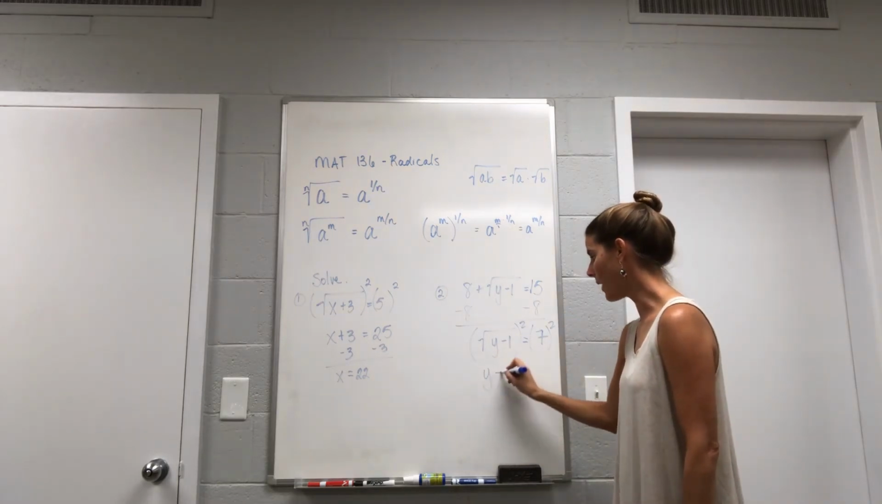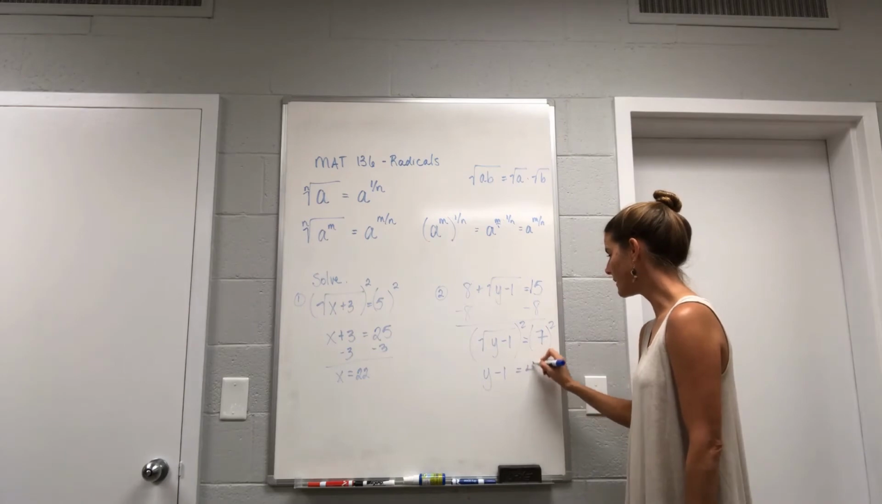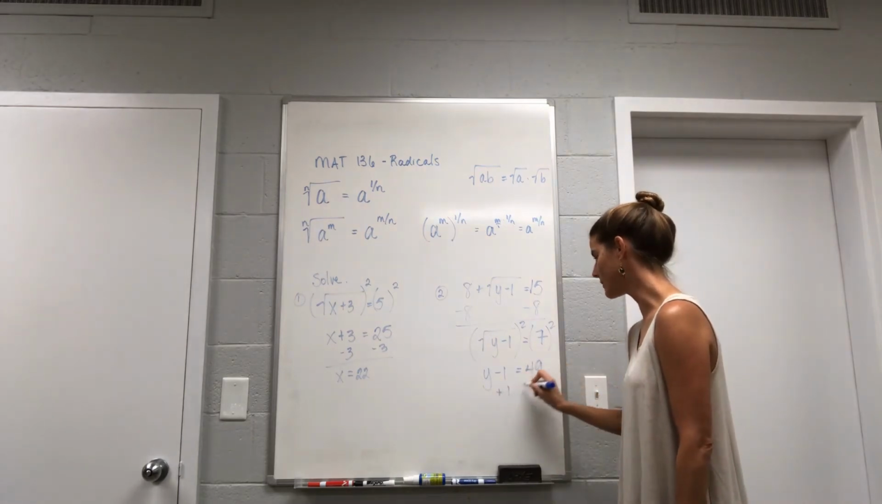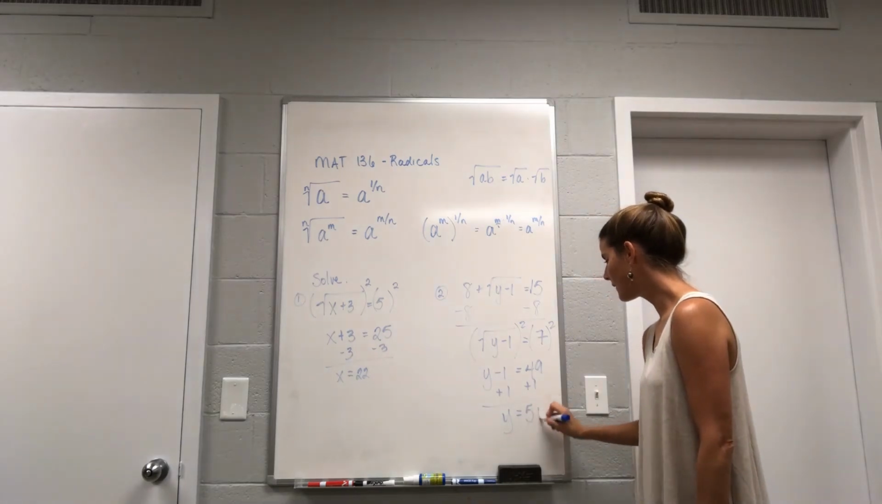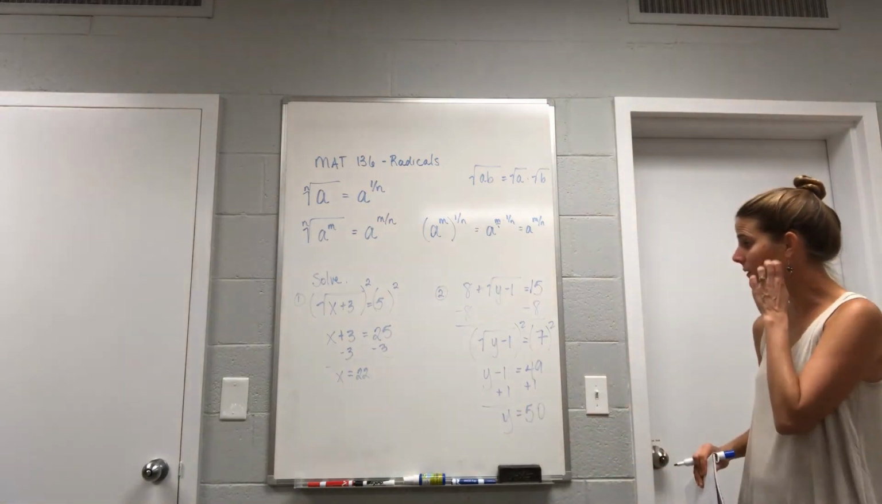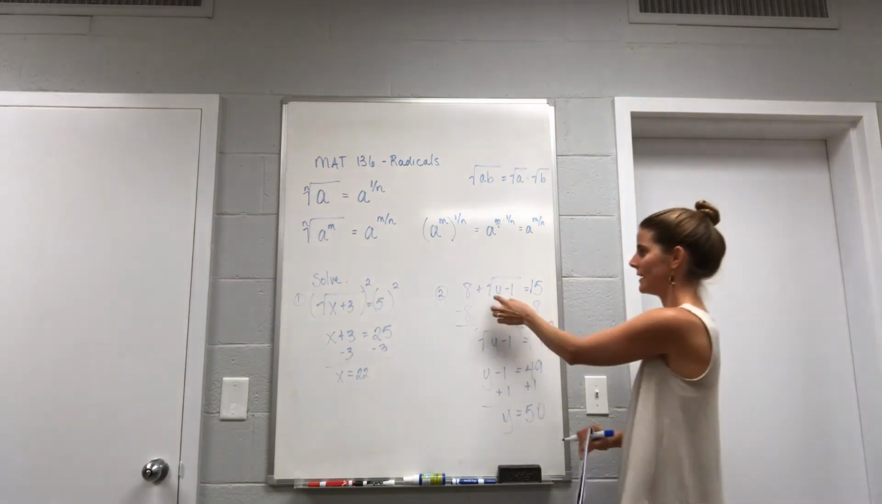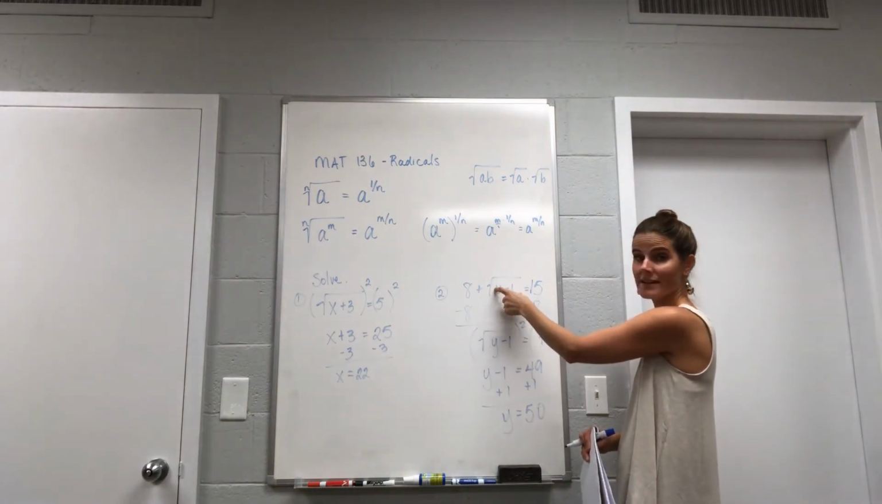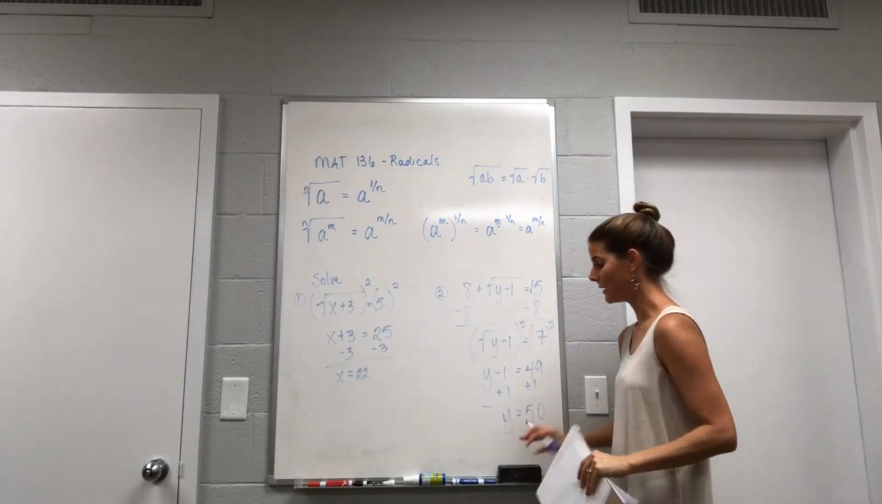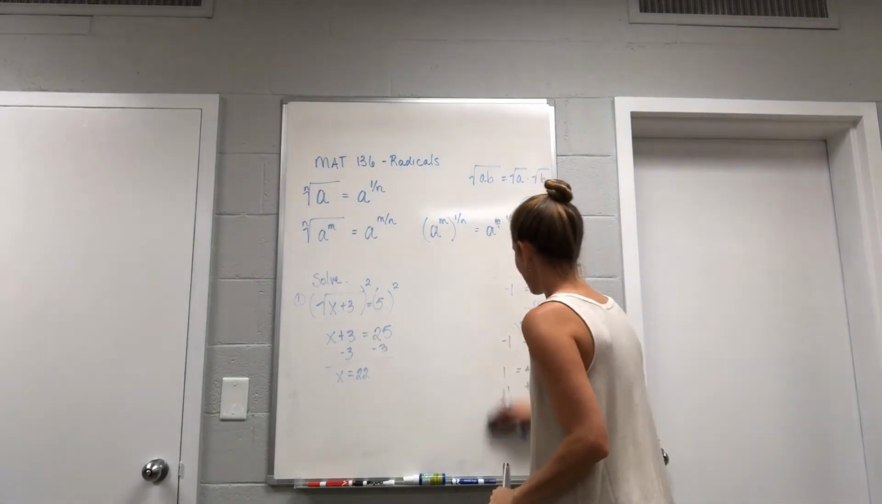Then I'm going to square both sides to get rid of that radical because it is now by itself. That will leave me with y minus 1 equals 49. Then just add that 1 to both sides, and we will get y equals 50. So that is our answer. And you could go back and plug this in: 50 minus 1 is 49, square root of 49 is 7, plus the 8 is 15. All right.